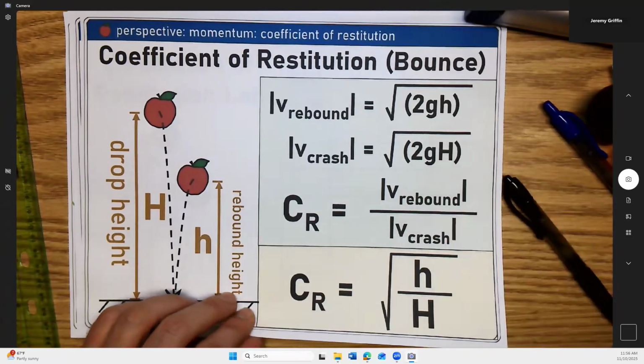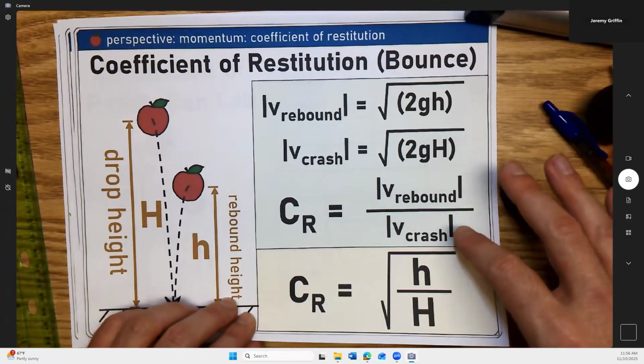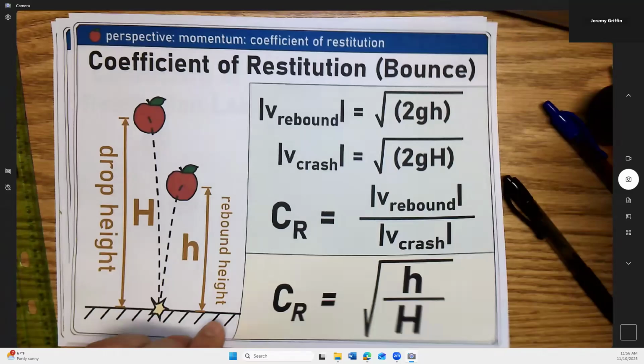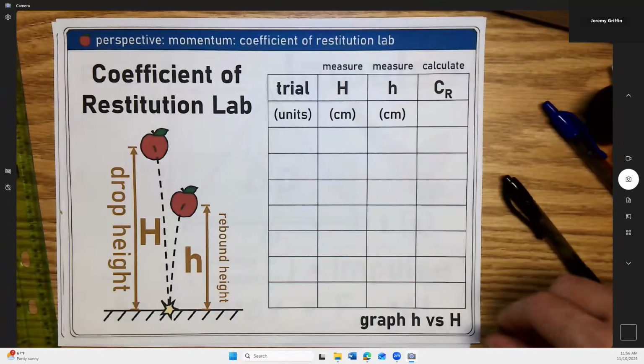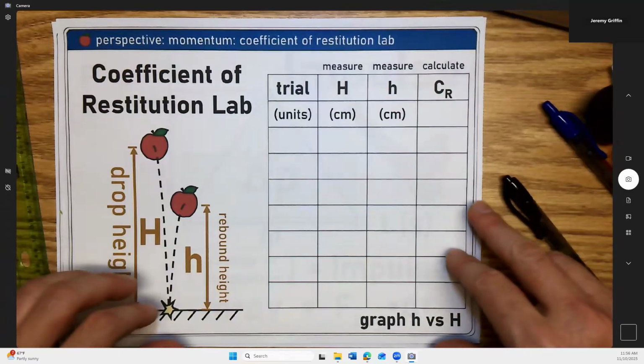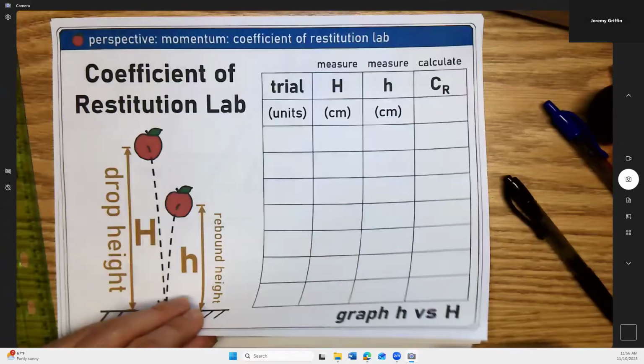AP is not going to ask this question, but I'll give you a lab on it because it's a fun lab. In fact, there's a good lab table for it right there. You just measure with the meter stick.